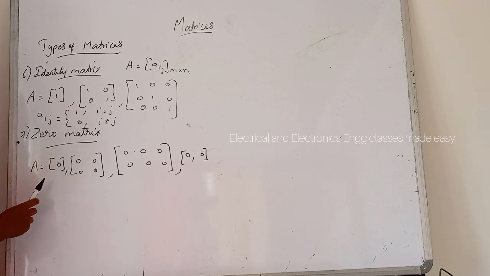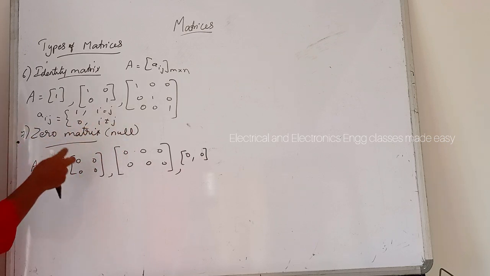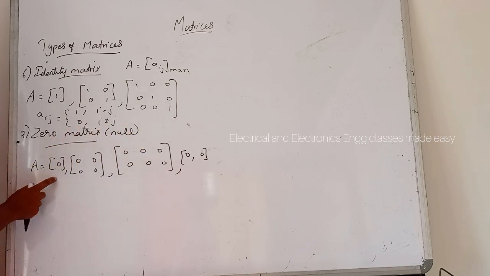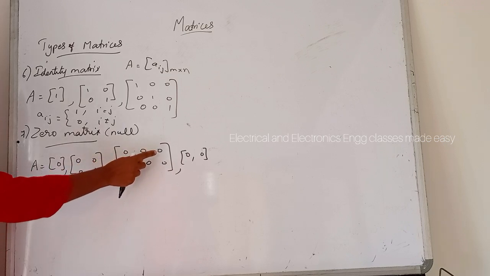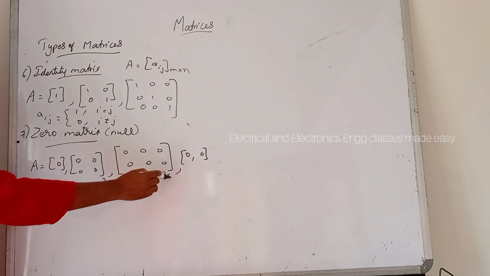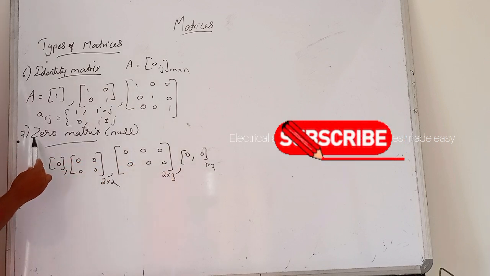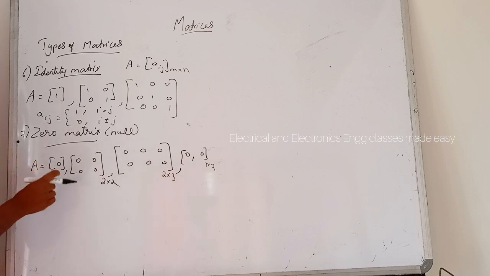Next is zero matrix. So what is a zero matrix? A matrix is said to be a zero matrix, also called a null matrix, if all the elements are equal to 0. Examples are A equal to matrix 0, also matrix 0 0 0 0, then 0 0 0 0 0 0, and 0 0. So this is a 2 by 2 matrix, this is a 2 by 3 matrix, and this is a 1 by 2 matrix. So a zero matrix need not be a square matrix. Here all the elements are equal to 0.